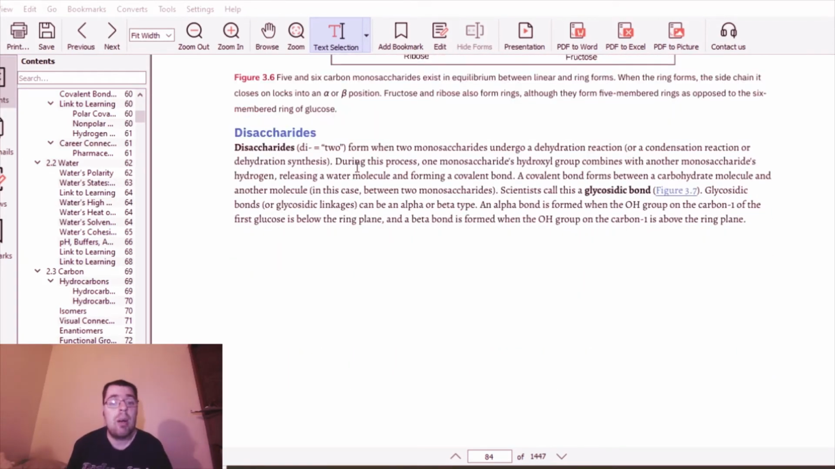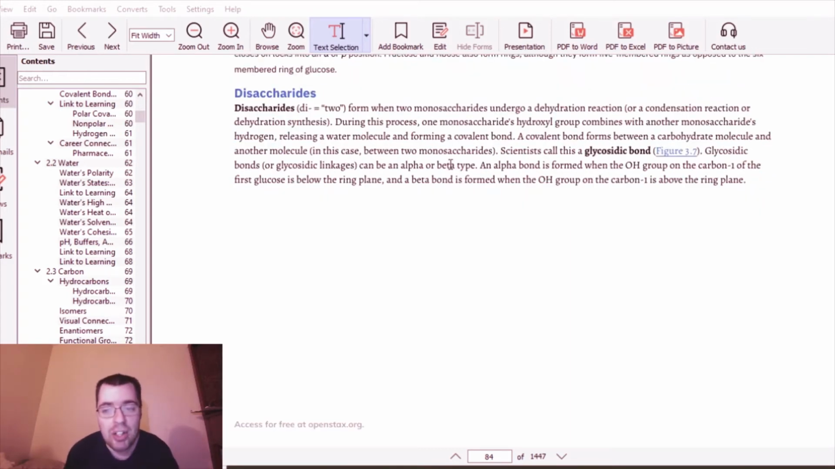Alright, now we get into disaccharides. Disaccharides, as you know, di means 2, form when 2 monosaccharides undergo a dehydration reaction, which we discussed earlier, when 2 monomers lose water and combine and release water. During this process, one monosaccharide's hydroxyl group combines with another monosaccharide's hydrogen, releasing a water molecule from a covalent bond.